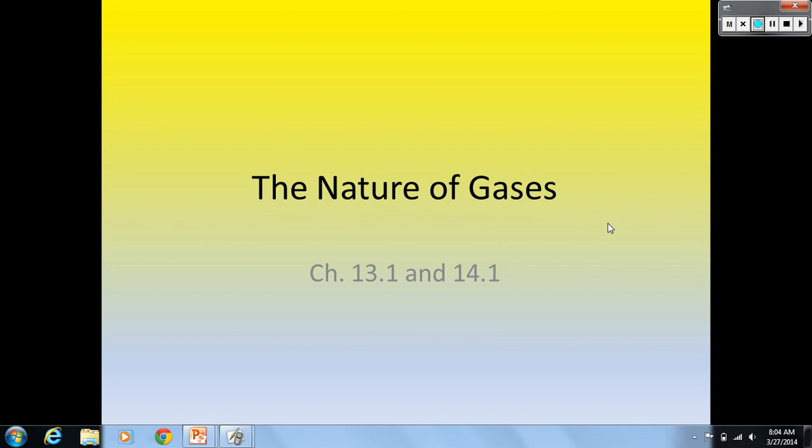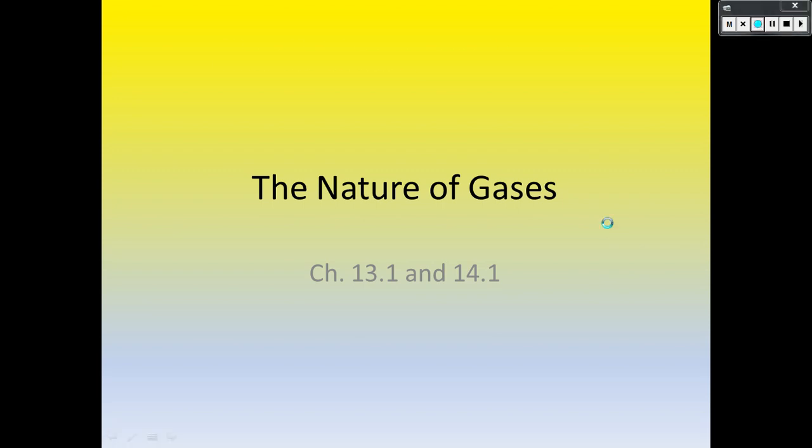These are notes on the nature of gases, Chapter 13.1 and 14.1. Chapter 13 is states of matter, and the first section specifically deals with gases, and then Chapter 14 deals with gases. The entire chapter is gases, and so 14.1 is the first section of that.